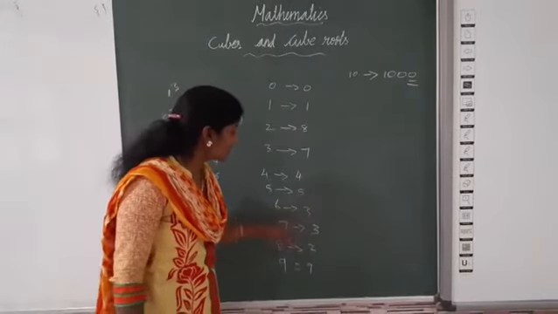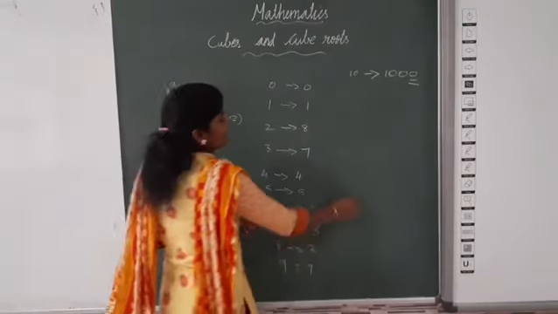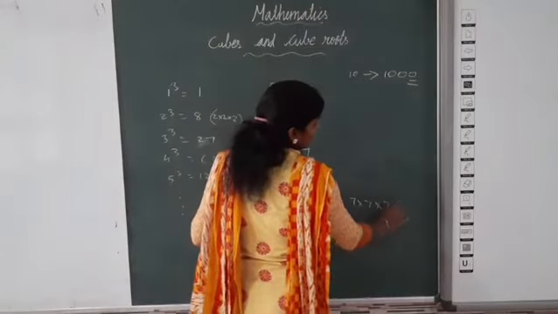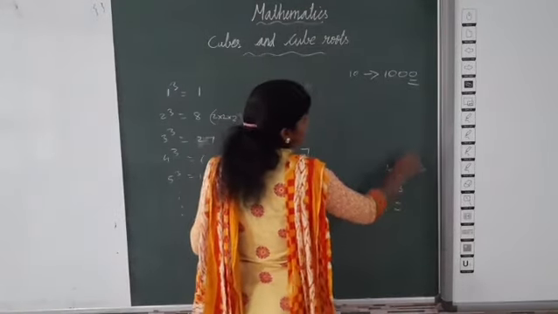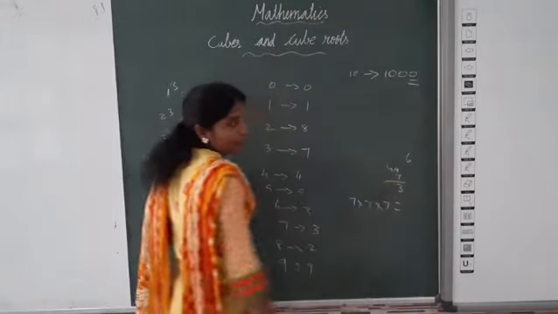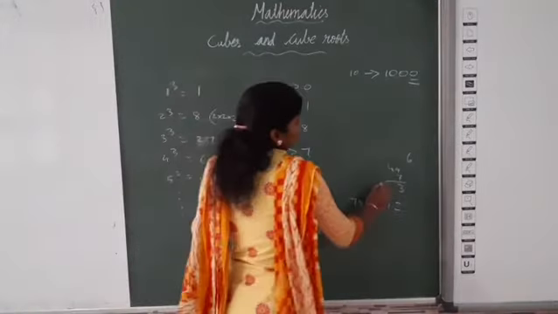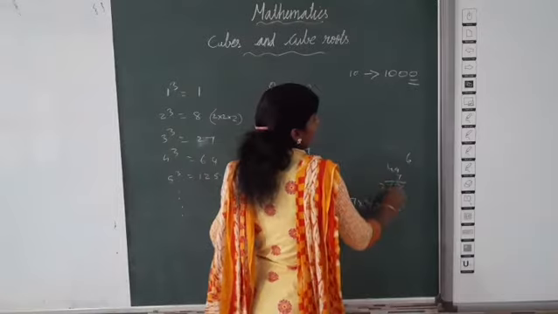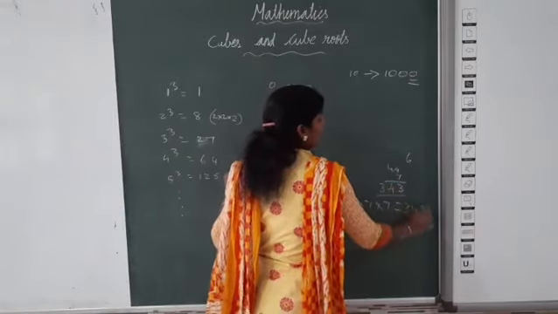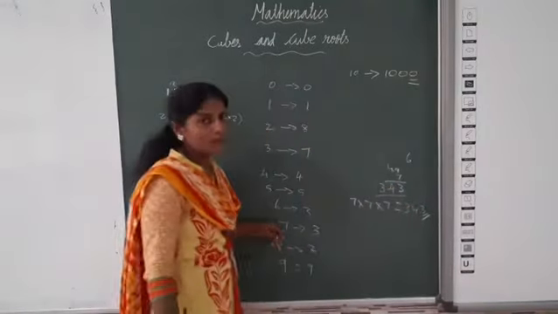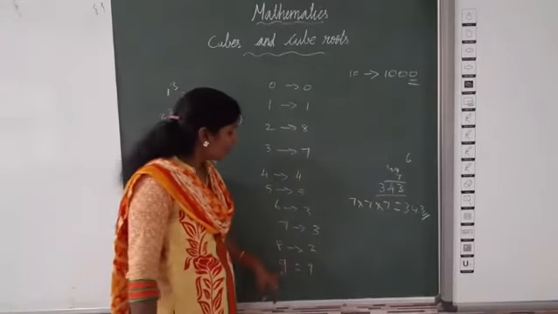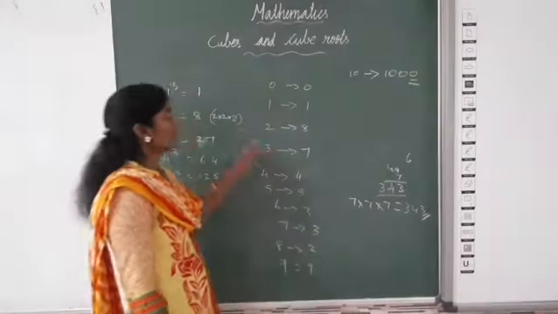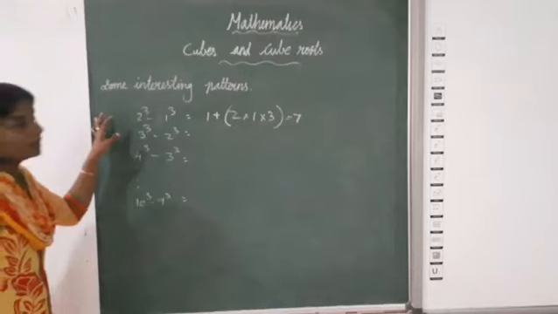6 means 6. 7 means 3. 7 into 7 into 7. 7 7's are 49. 49 into 7 is 343. The ones digit is 3. So 7 cube has ones digit 3. 8 means 2. 9 means 9. Okay, these are the cube roots.